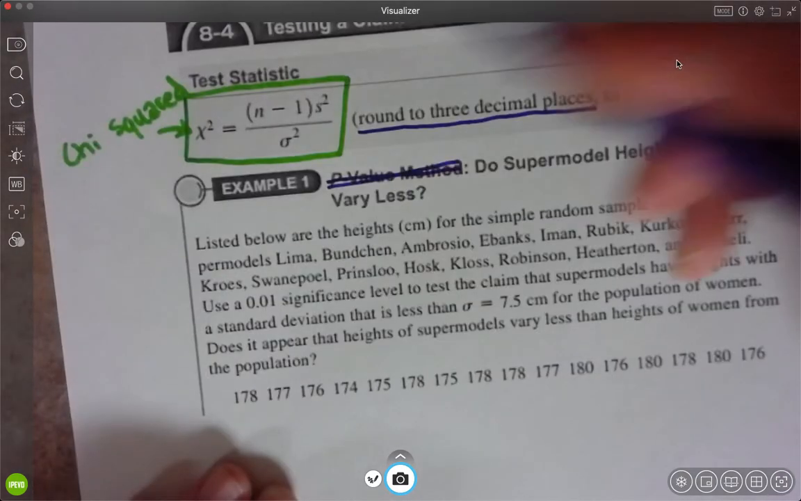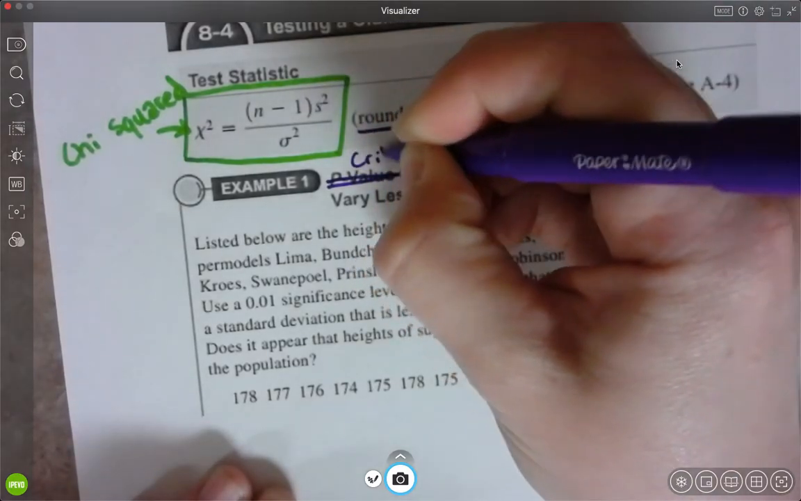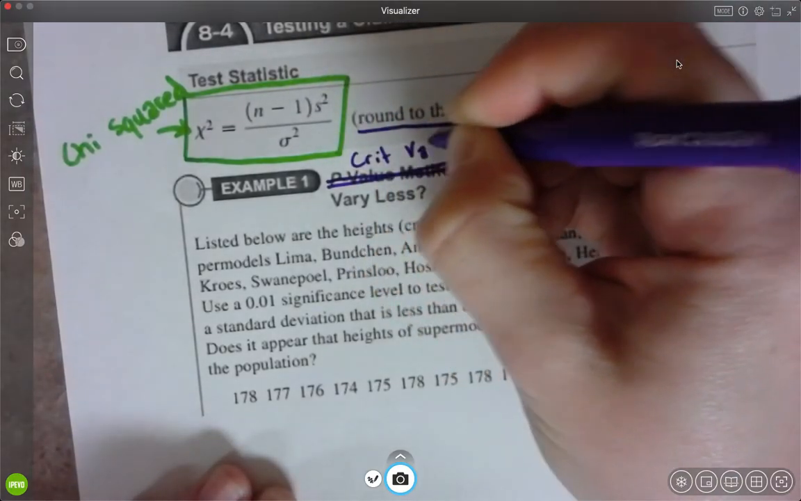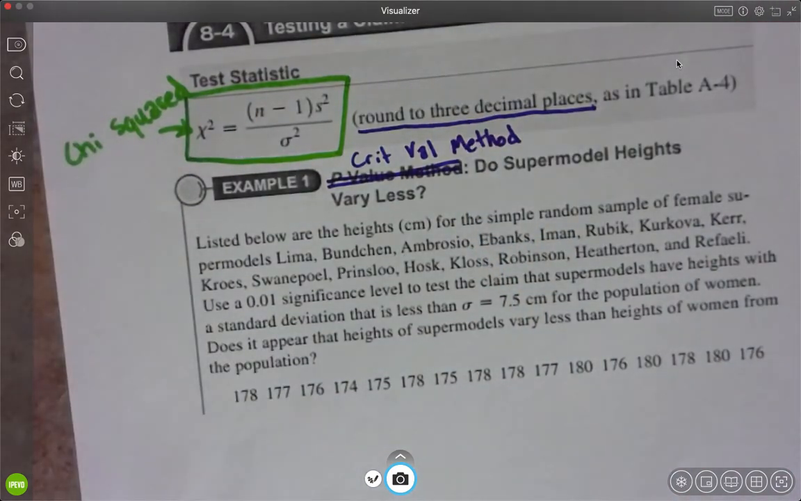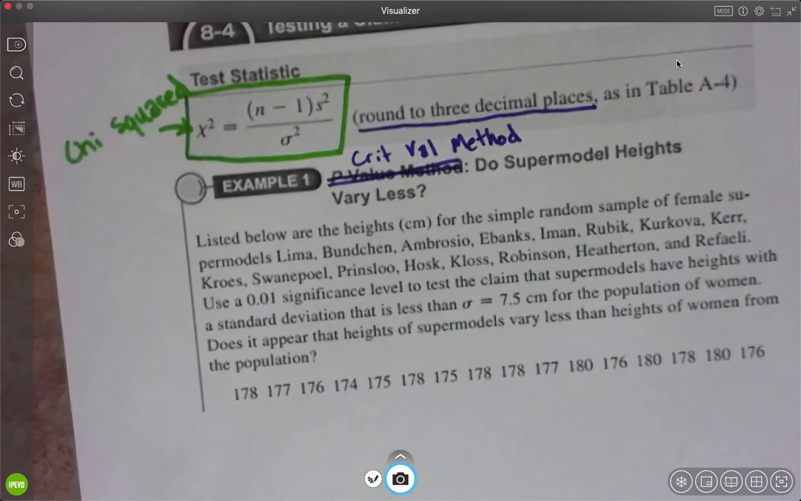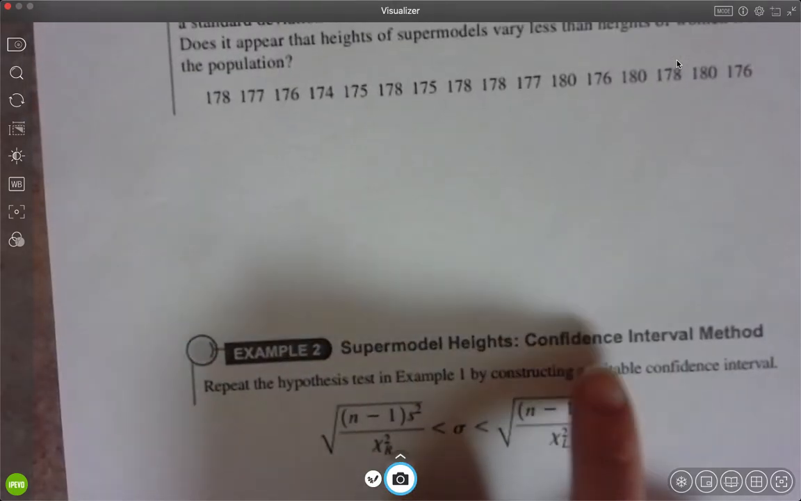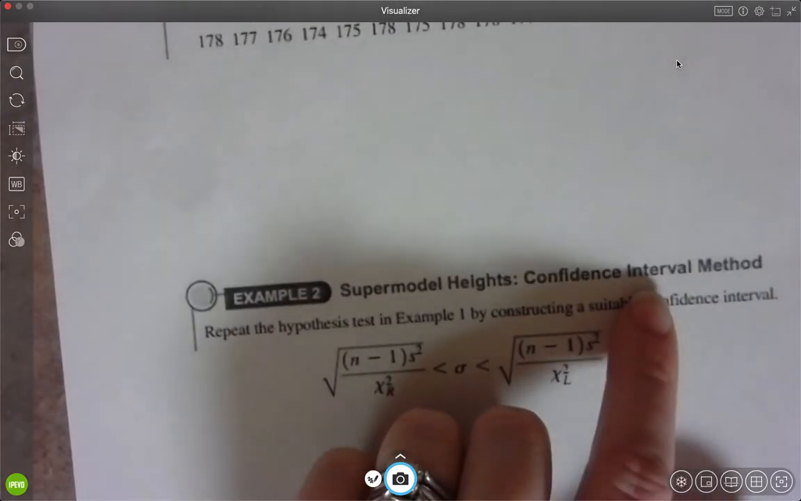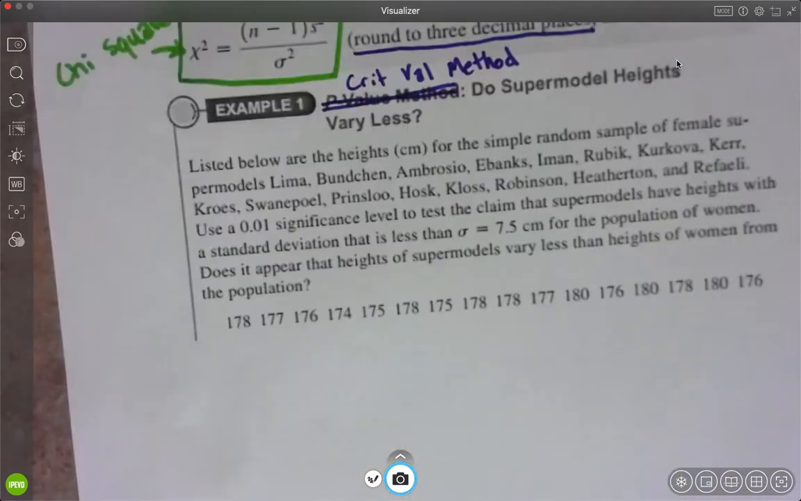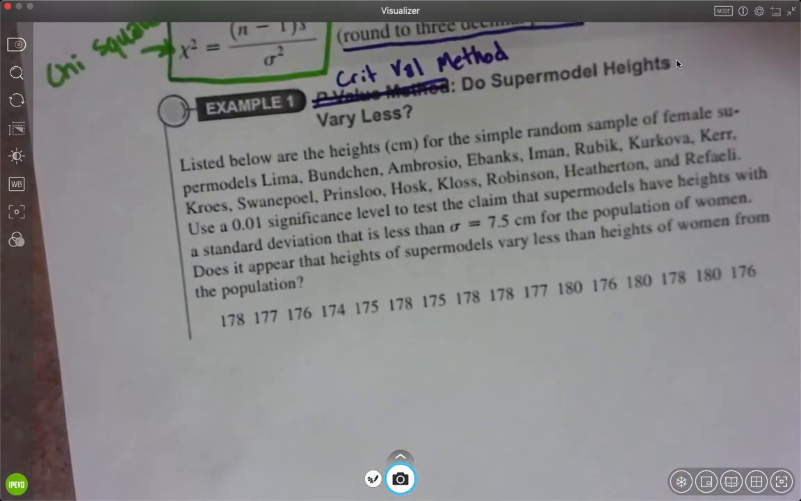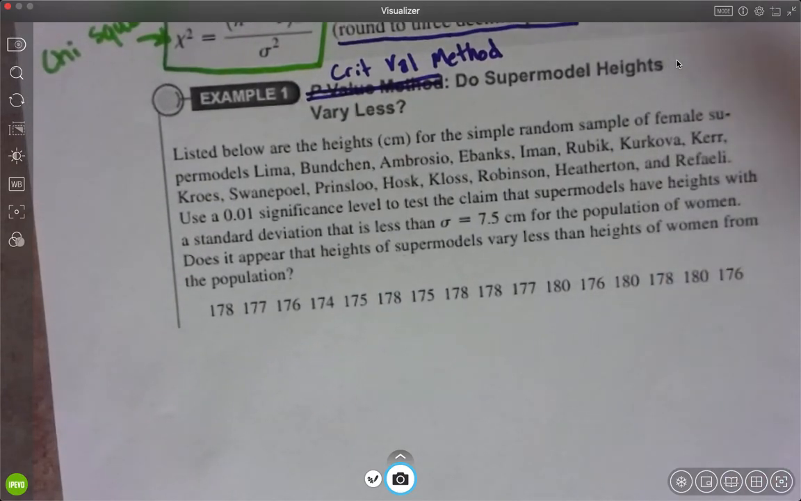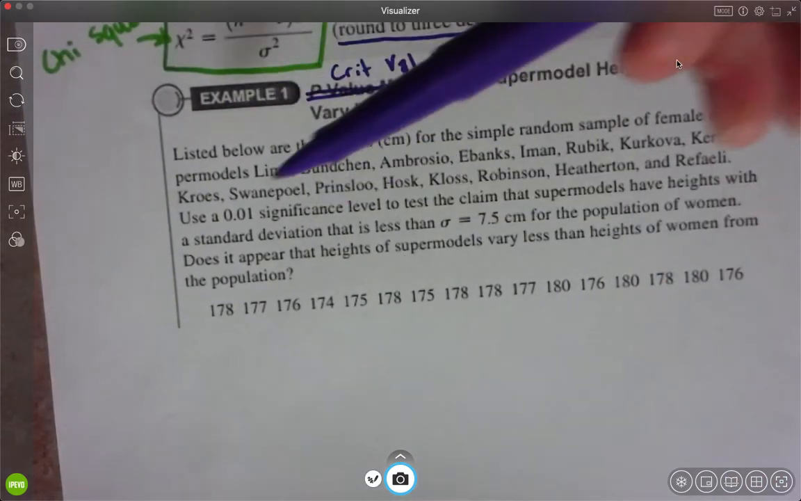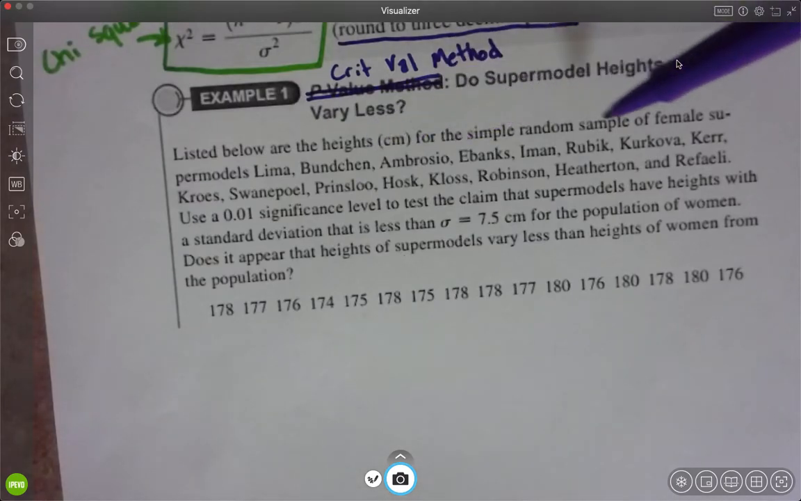So we're only going to do the critical value method, and we'll go over that one. I know that you guys like the p-value method better, but the p-value method for variance and standard deviation is ugly. Then we're going to do the confidence interval method down below. We're only ever going to do critical value and confidence interval because those are the easiest ones for standard deviation.